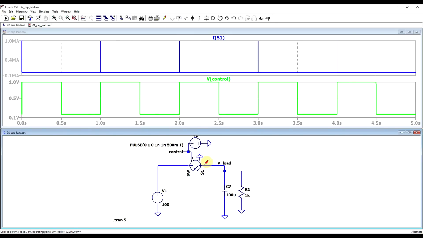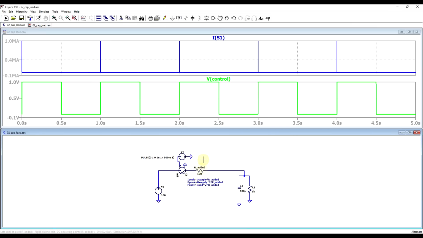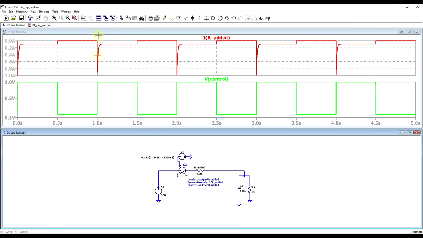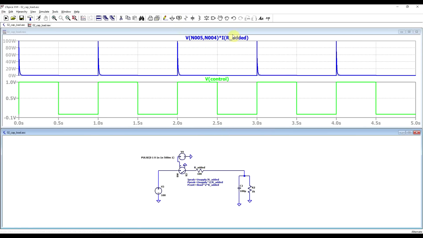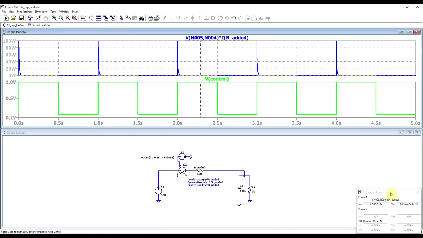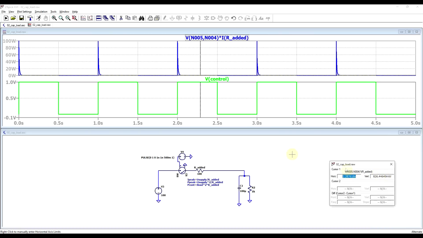Now, if we want to limit this current to, say, 1 ampere, we need to add in a resistor that can achieve this current limit when the load capacitor is discharged. So when the voltage on it is 0 volts and you get the 100 volts supplied. And this will occur when we add in a 100 ohm resistor. And if we do this and we recheck the current, we can see clearly our 1 ampere current peaks.